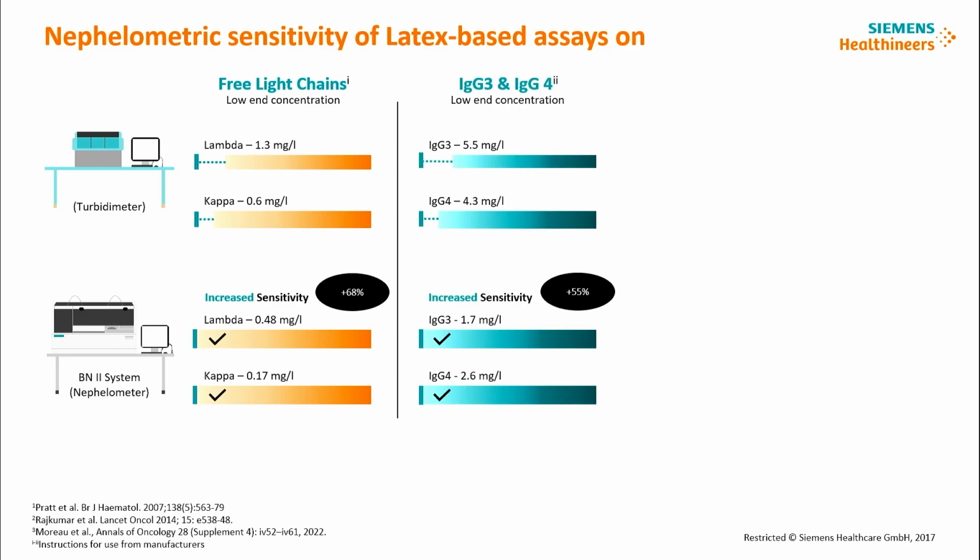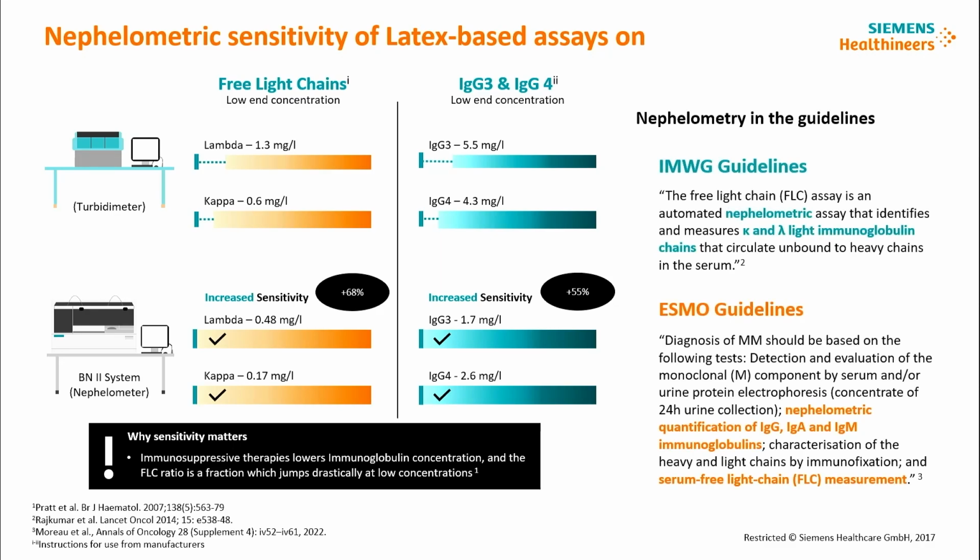And here in IgG subclasses, we are giving also 55% better sensitivity on the IgG. Okay, and that's why, because of this reason again, nephelometry is mentioned in the International Myeloma Working Group guidelines and IMWG guidelines as a method of choice for multiple myeloma diagnosis.